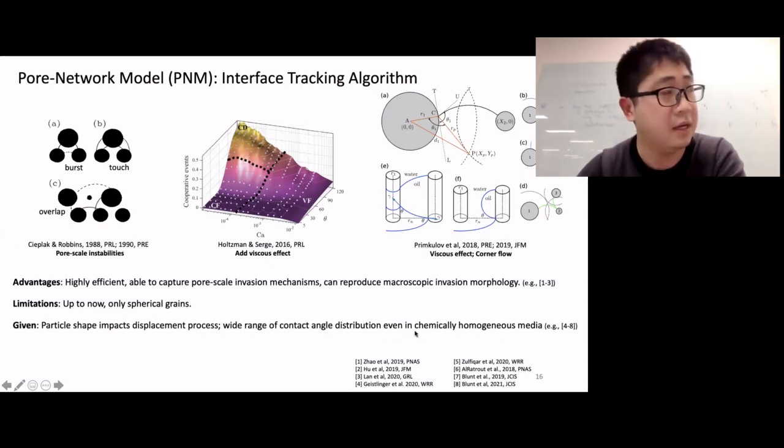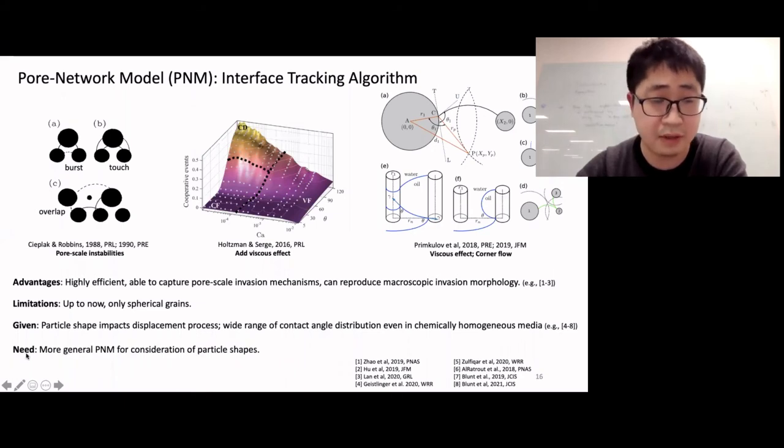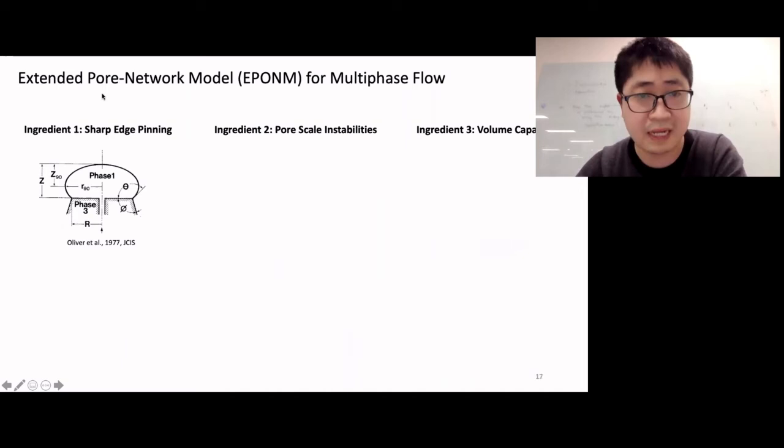So chemically homogeneous meaning the intrinsic contact angle is the same. So this basically means the complex pore geometry and particle shapes will make the effective contact angle different from the intrinsic values. Which means there's a need for a more general pore network model to study the effect of particle shapes. So our model includes 3 main ingredients.